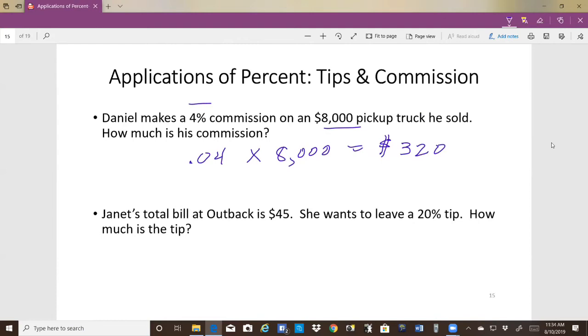Now, Janet's eating a steak, I guess, at Outback, and the bill was $45. She wants to give a 20% tip. How much is the tip? The tip is simply going to be, change the 20% to decimal, 0.20 times 45. Put that in your calculator and you get $9 would be the tip.